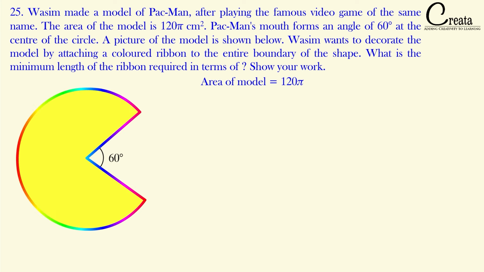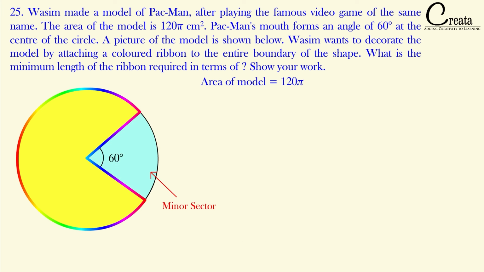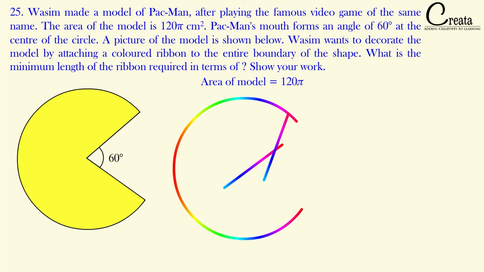Let's approach the question. Are you able to observe the model of the Pacman as a model of a circle with the sector, the major sector and the minor sector? This is the minor sector and this is the major sector. And we have to calculate the boundary of this model. It means we have to calculate the length of this arc plus these two radii. Note that here these two radii are also part of the complete boundary.